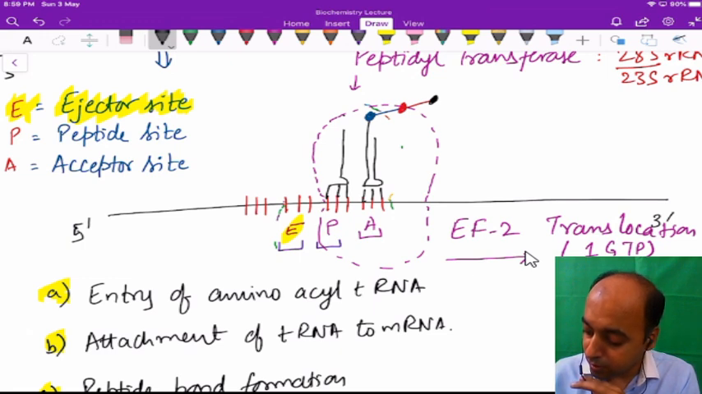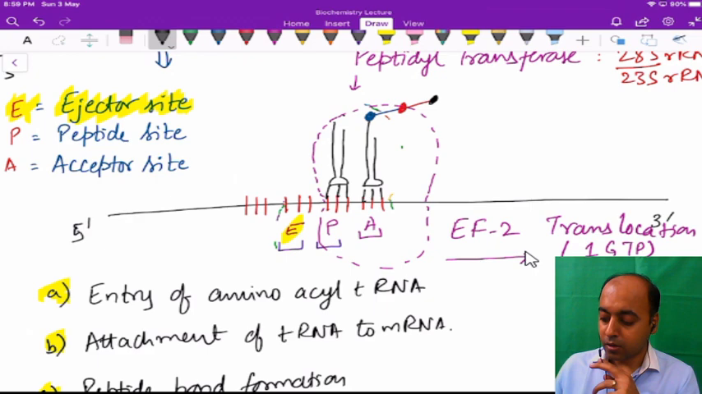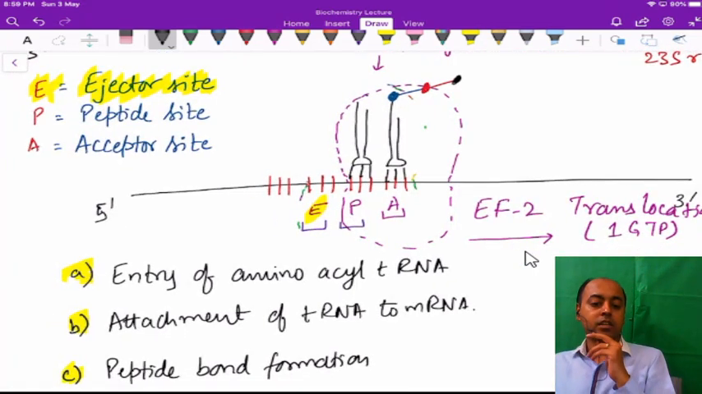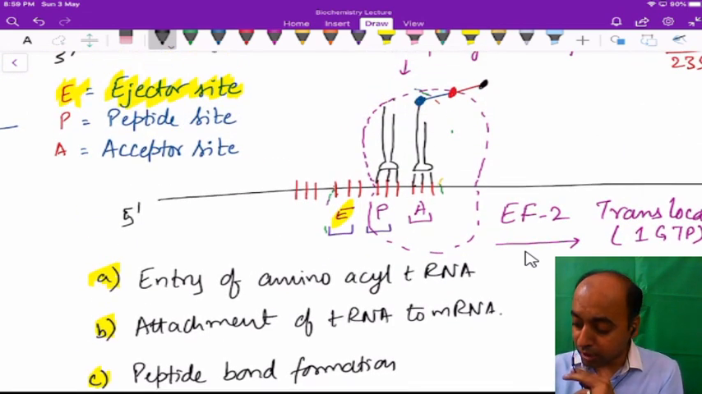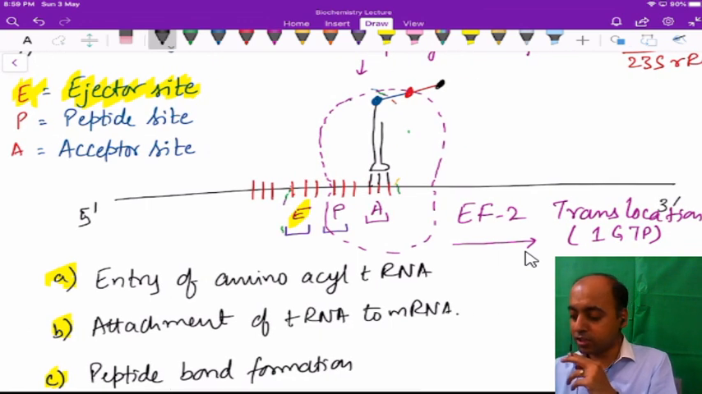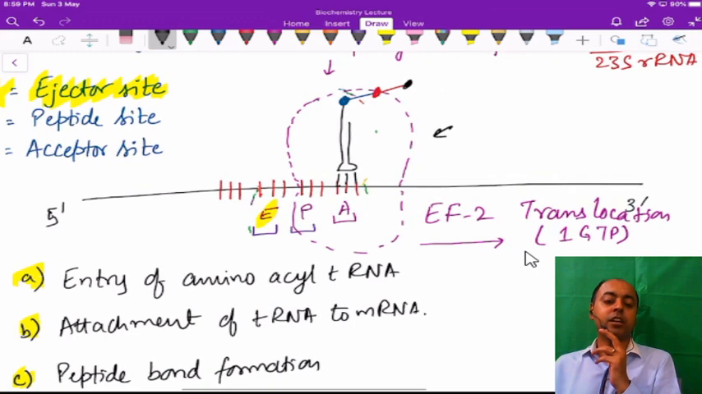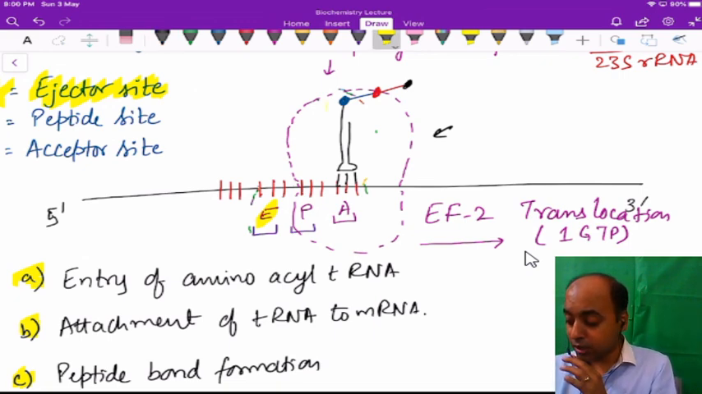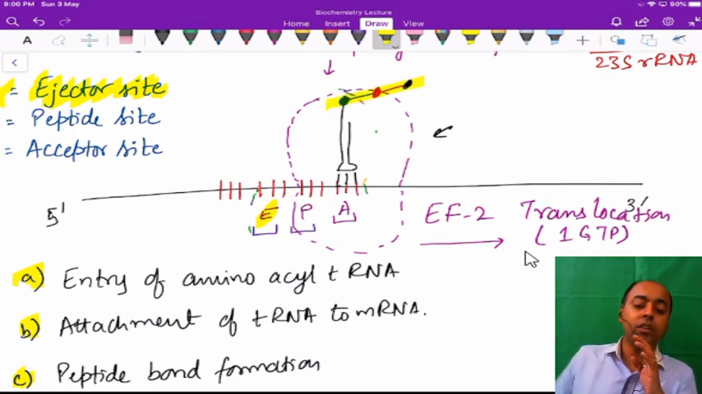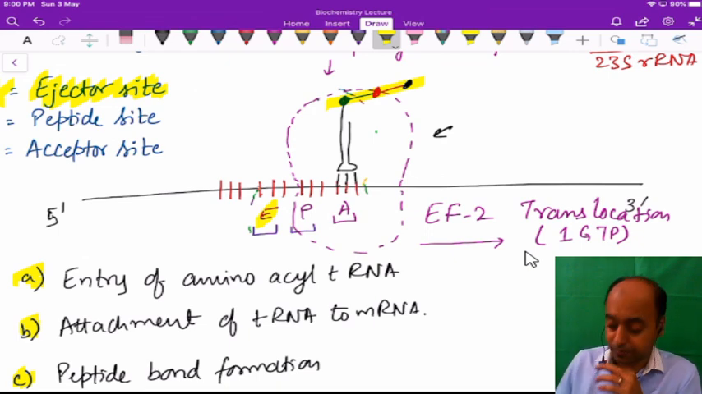Okay, and once the translocation has occurred, the free or the empty tRNA will be thrown out again. And now we are ready to receive another tRNA. So this process will keep occurring again and again till the stop codon is encountered, and this is the phase of elongation. You can see the peptide chain will keep becoming longer and longer with the arrival of every amino acid.